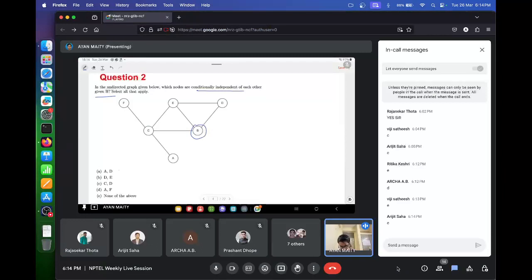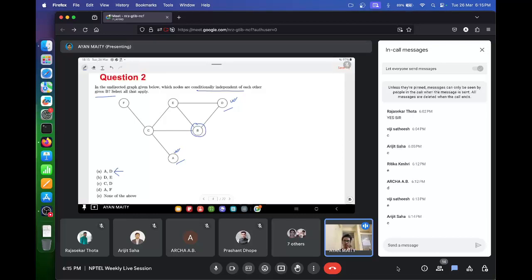For the first option, basically you have to check for every option whether that pair is independent or not given B. The first pair is A comma D. So here is A and here is D, and this node B is given. So we have to check whether we can find at least one path from A to D which is not blocked by B. As this is an undirected graph, we don't have to worry about the direction of the edges or arrows. So we just have to find at least one path from A to D that is not going through B. Then we can say A and D are not independent.